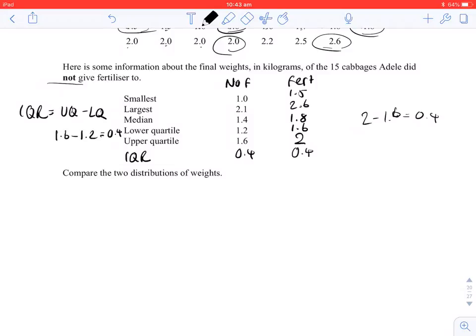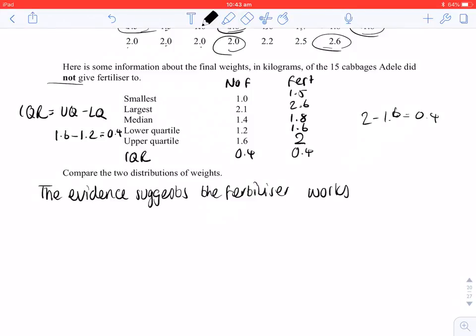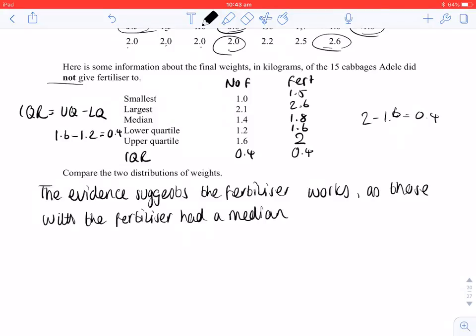So what you need to do is compare the median and then the interquartile range. And you need to put it in context. So I would say that the evidence suggests the fertiliser works, as those with the fertiliser had a median of 1.8 compared to 1.4 without it. So that's comparing my median there.